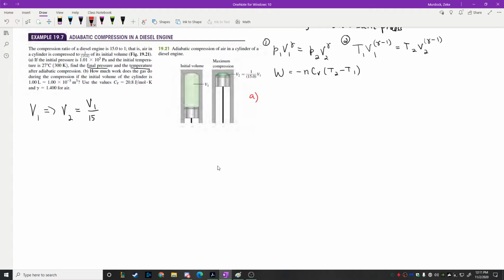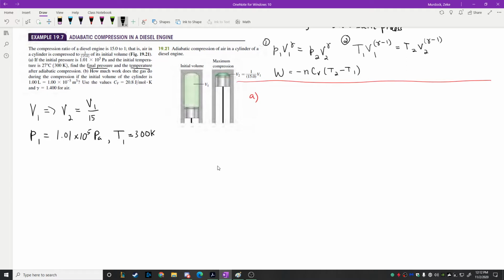All right, so part A. A little line right here. Part A, what do we know here? Let's write down the information. So P1 is equal to 1.01 times 10 to the 5 pascals. And the initial temperature was 300 Kelvin. We have to do Kelvin for these equations. All right, a lot of people are getting the same answers in the chat, so that's really good.